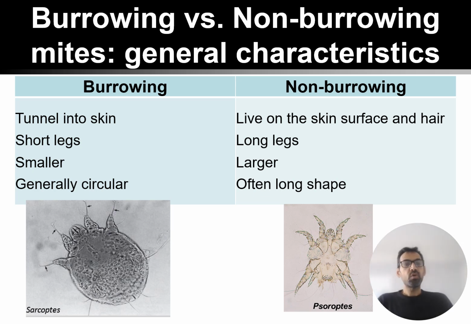General characteristics of mites. There are two types of mites: boring mites and non-boring mites. The boring mites make a tunnel into the skin, and they have short legs, as shown in this left picture. They are smaller and circular in shape. In the case of non-boring mites, as shown here, they live on the skin surface and hairs. They have long legs and are larger and long in shape.